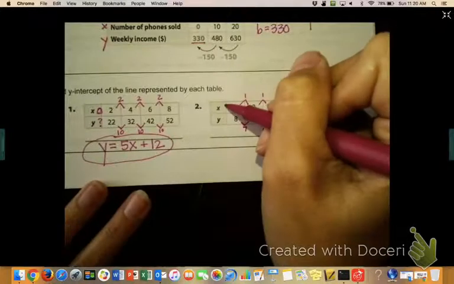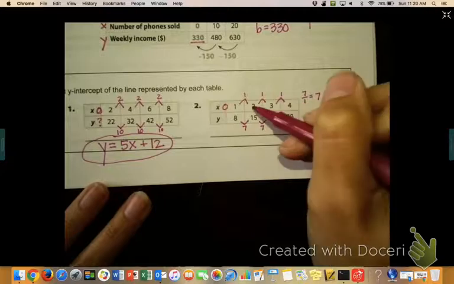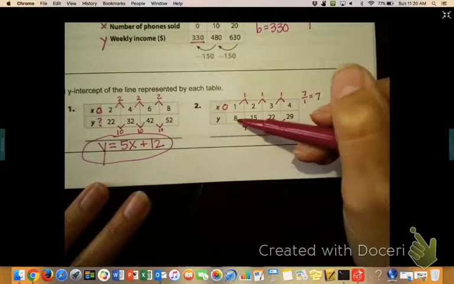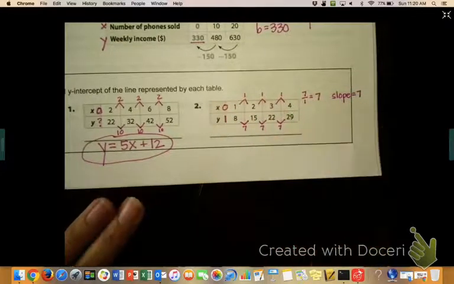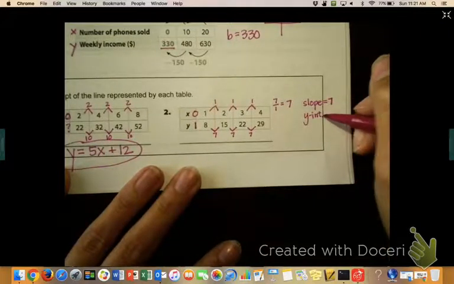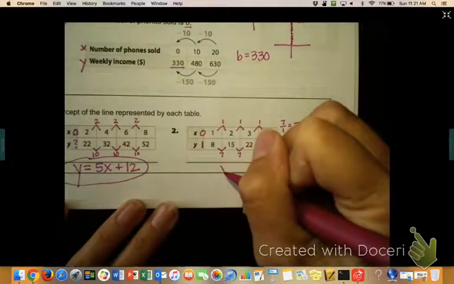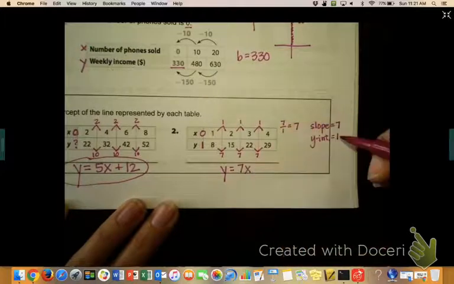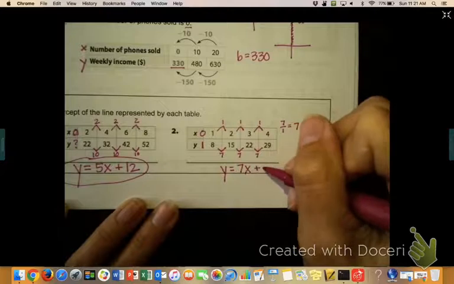And then what is the y-intercept? It's when the x is 0, what the y value is. So if we're going 4, 3, 2, 1, 0, 29, 22, 15, 8, go back 7 more, and you'd be at 1. So the y-intercept is 1. Let's try to go ahead and put it all together in an equation. Your equation would be y equals slope, which is 7x, plus your y-intercept. And in this case, it's a positive 1, so it's going to be plus 1.